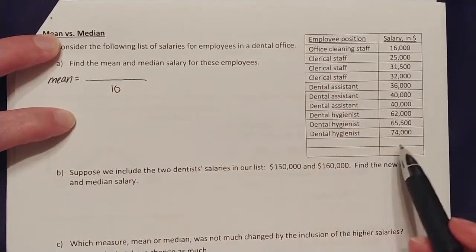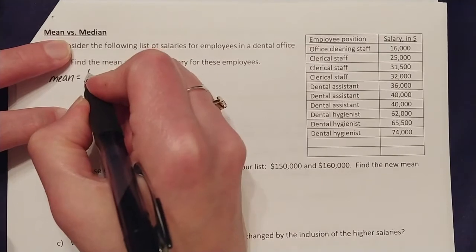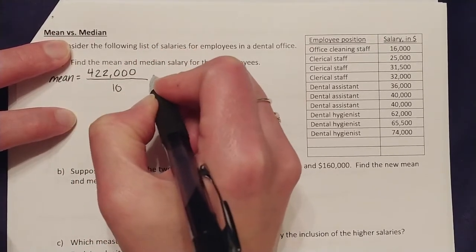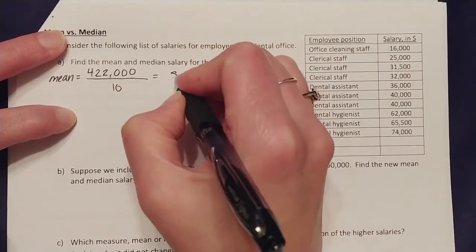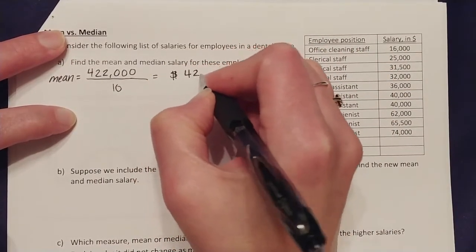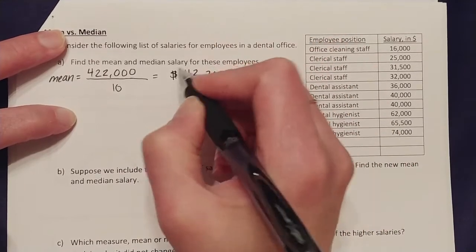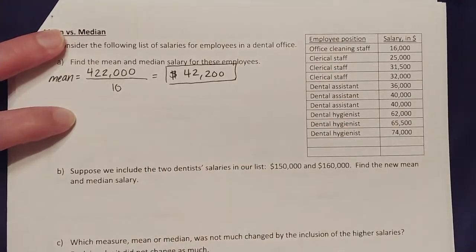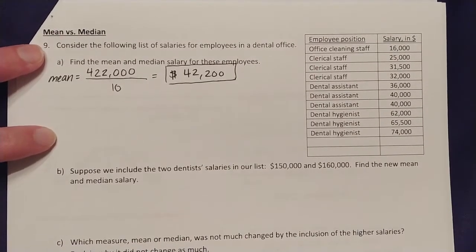Now, if you add up all these values, you're going to get 422,000. If you divide this by 10, you're going to end up with 42,200. Okay. So this is the mean or average salary. Now let's look at the median.